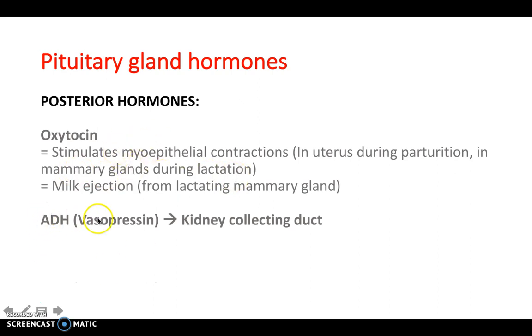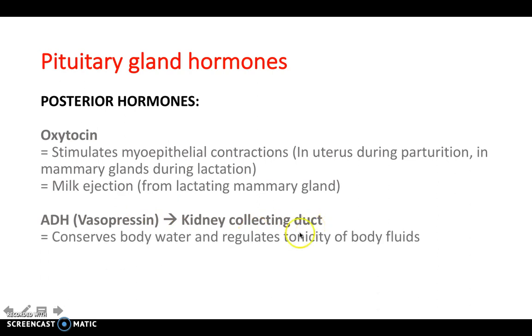The other hormone produced by the posterior pituitary is the ADH or antidiuretic hormone. This can also be called vasopressin, and this acts upon the collecting ducts in the kidney, which again will be covered in the urogenital block. So in order to do this, it conserves body water and regulates tonicity of body fluids.